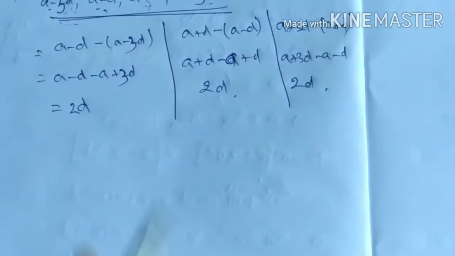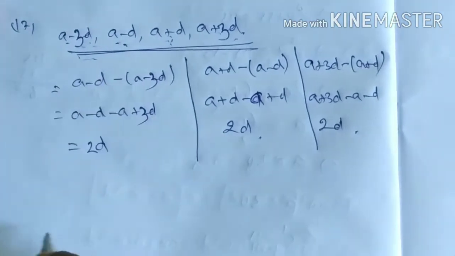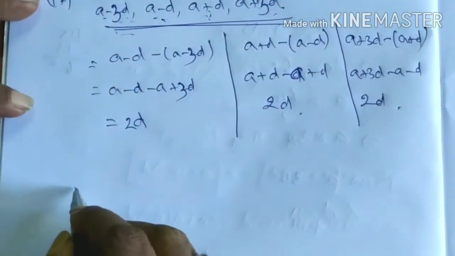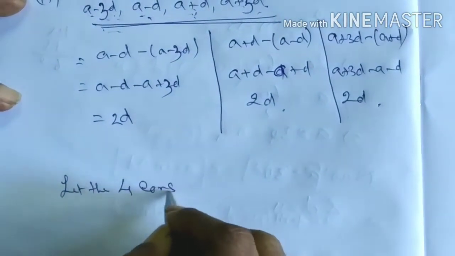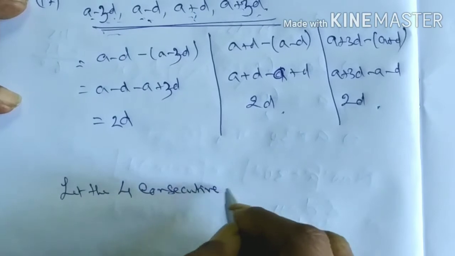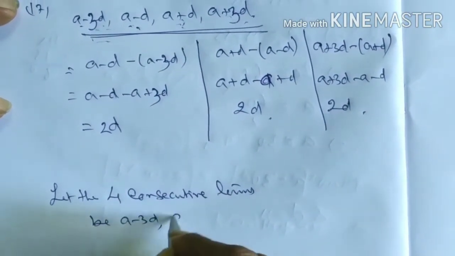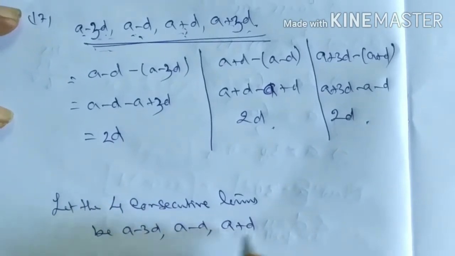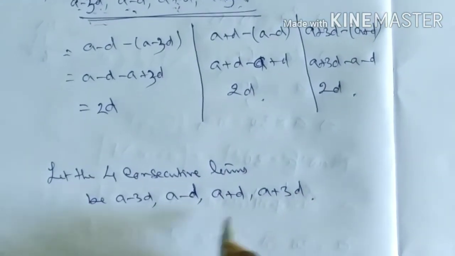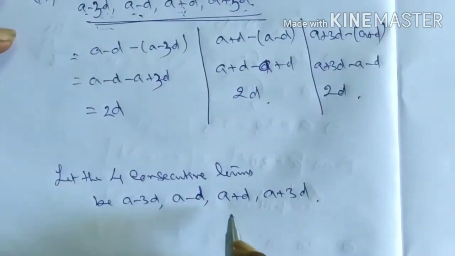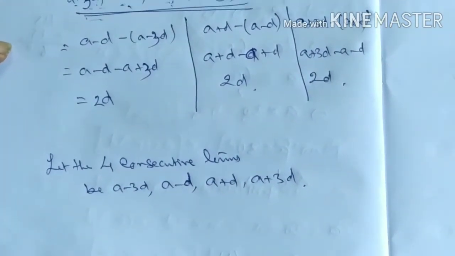In such type of questions, when we are going to select four consecutive terms, let the four consecutive terms be a minus 3d, a minus d, a plus d, and a plus 3d. What is the advantage of selecting them in such a manner? The advantage is that when we add up, the d cancels out, only a remains.